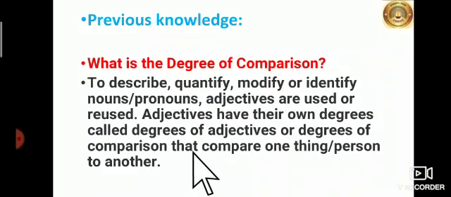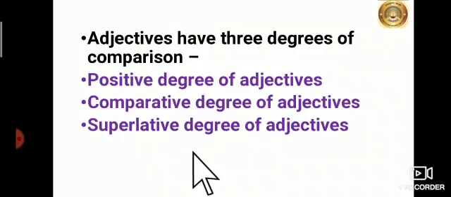another. Yes, students, degree of comparison, as you have already learned, is taking you a level higher by comparing two or more things. Adjectives have 3 degrees of comparison: positive degree of adjective, comparative degree of adjective, and superlative degree of adjective.